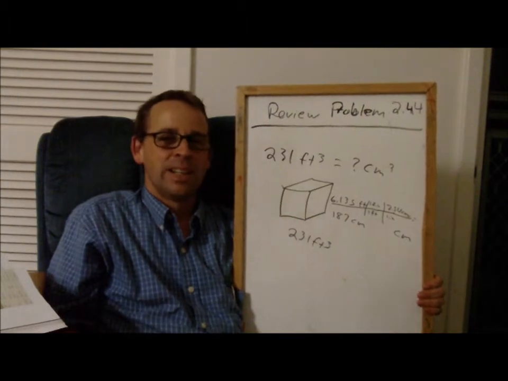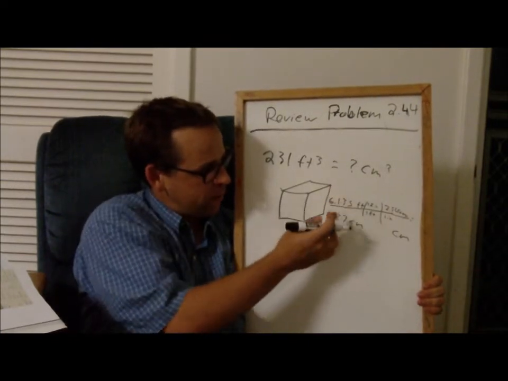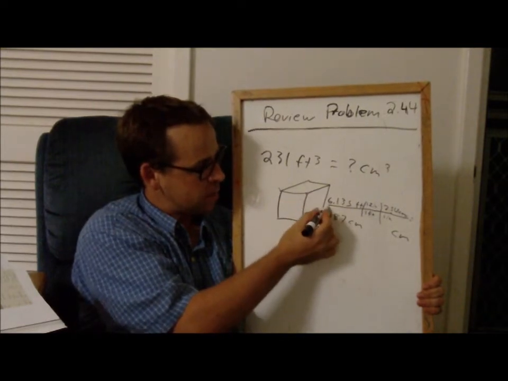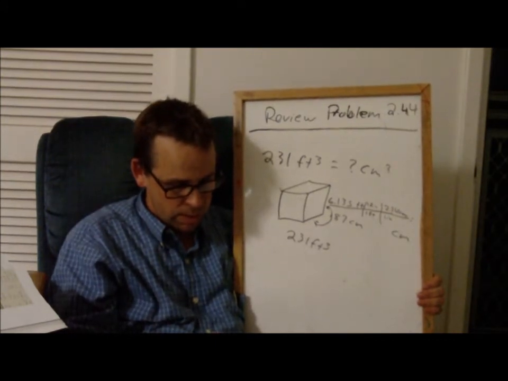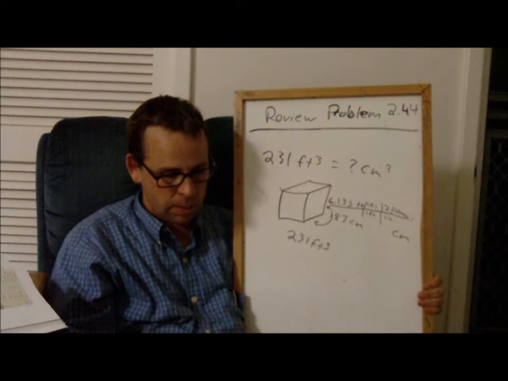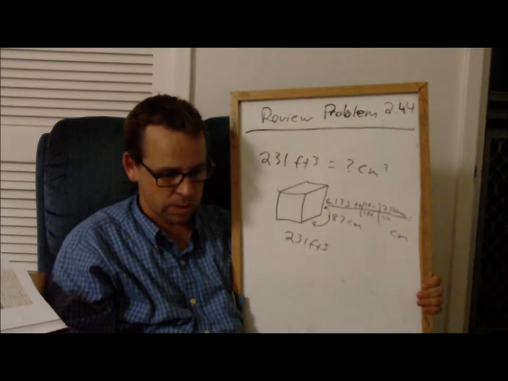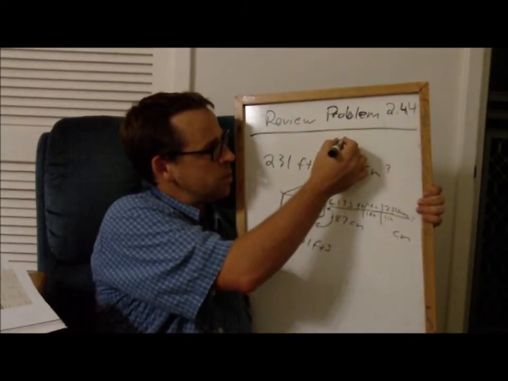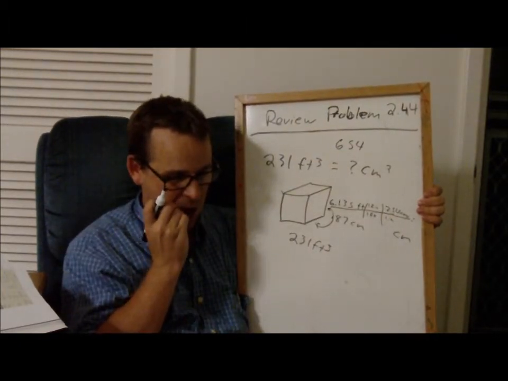Okay, so 6.135 feet is equivalent to 187 centimeters we found. Now we know that the length of this side, or length of all of these sides, is 187 centimeters. So if we raise that value to the third power, that will tell us how many cubic centimeters are in 231 cubic feet. And I'm getting a value of 6,541,000. So we have 6,540,000.